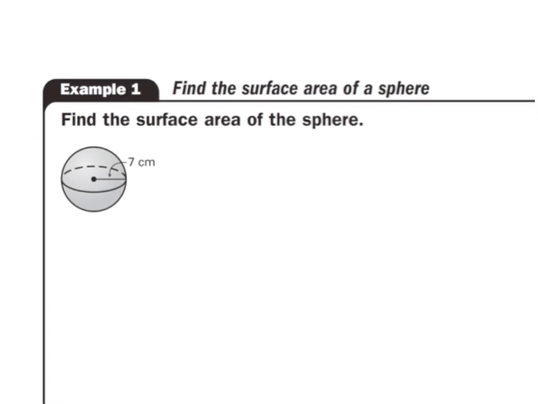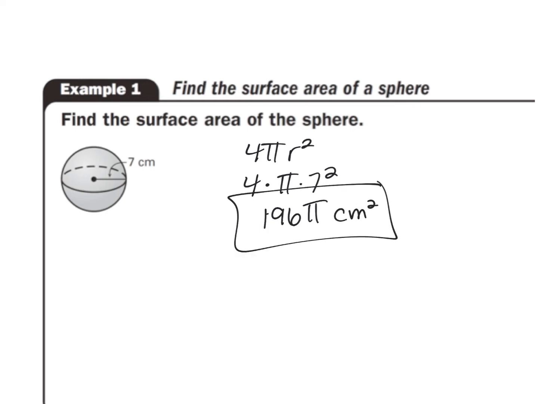So find the surface area of the sphere. First, we need to write the formula down, just because you got to get your points. So 4 pi radius squared. So that would be 4 times pi times 7 squared. There's your second point. And you end up getting 196 pi when you put it in the calculator. So you're just putting 4 times 7 squared in the calculator. And then don't forget your label. We are still doing surface area, so it is centimeters squared.